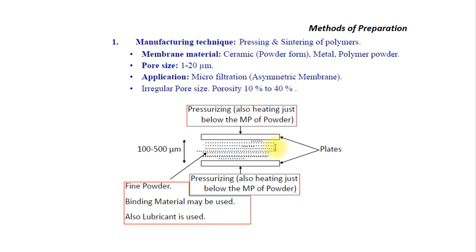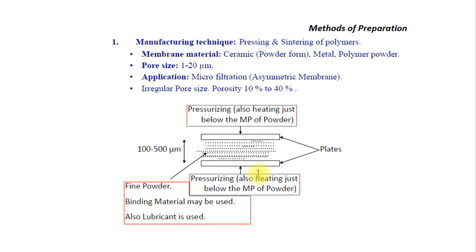By using this process you can create asymmetric membranes also. For creating the asymmetric membrane, the heating rate from the top plate and bottom plate will be different. If you heat the top plate higher than the bottom plate, then the pore size at the top will be lower and at the bottom will be higher. In this way you can create asymmetric membranes.